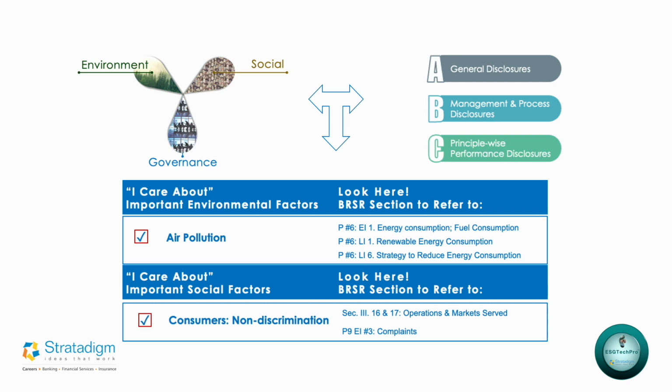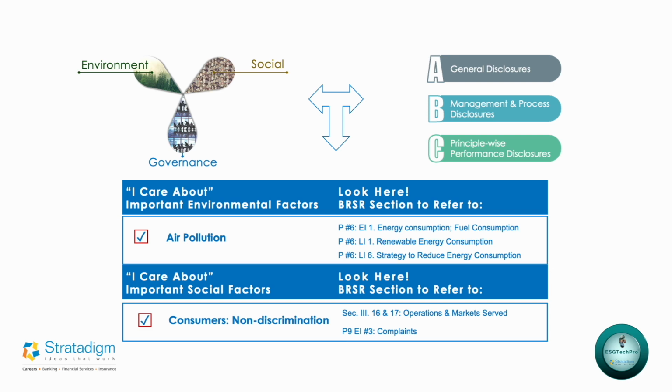So look, if it was air pollution, then air pollution is covered under Principle 6, Essential Indicator 1, which covers energy consumption and fuel consumption. These are proxies for pollution. But then, if you're a leading company, P6 Leading Indicator 1 asks how much of your energy consumed is renewable energy. If energy consumption is at a particular level, but most of your energy is from solar, then your air pollution is not so significant. Principle 6 also asks, do you have a strategy to reduce your energy consumption?